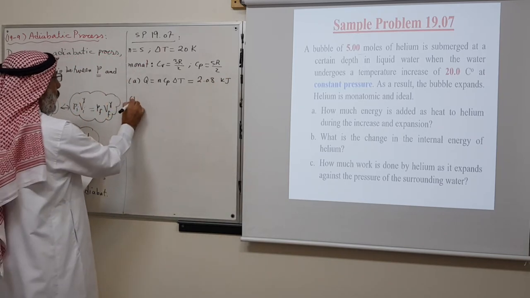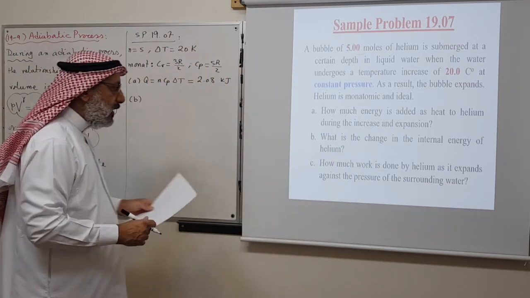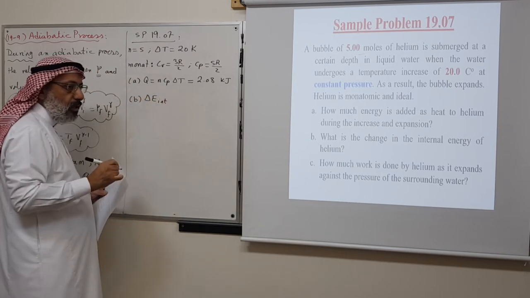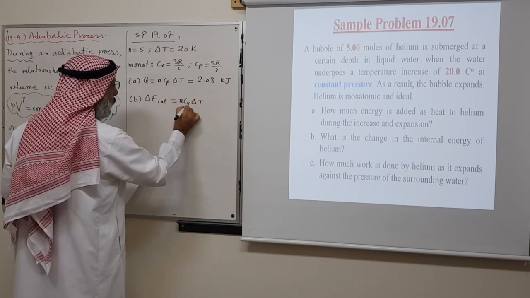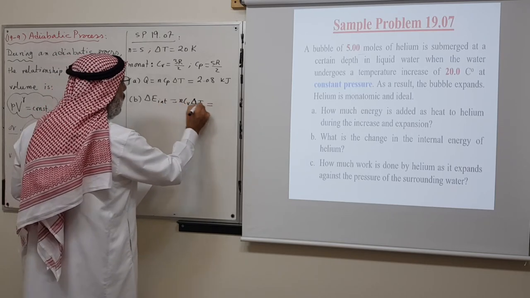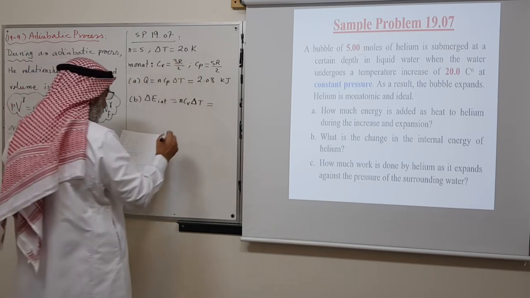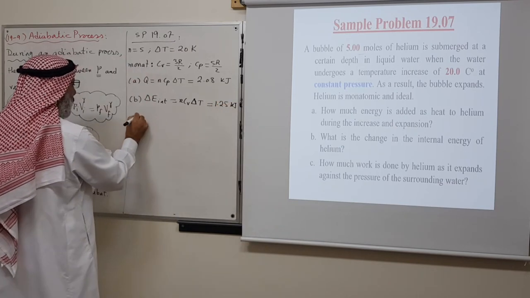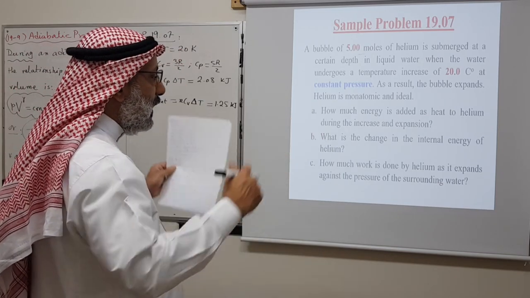Part B, what is the change in the internal energy of helium? Well, the change in the internal energy for an ideal gas, for any process, is equal to N CV delta T. Watch CV: for any process, delta E goes with CV. Here is N, here is CV, there is delta T, put in there, and that will be 1.25 kilojoules.